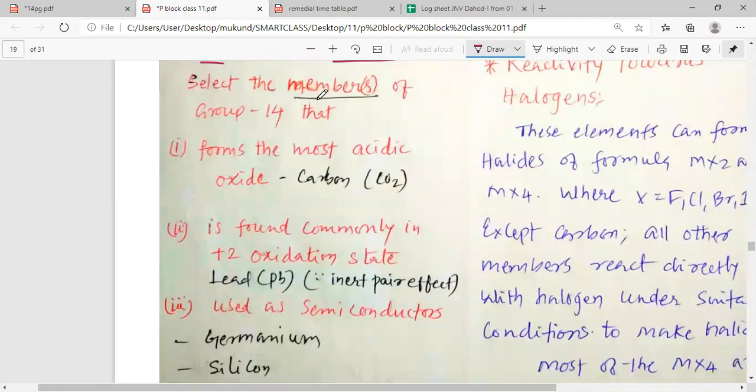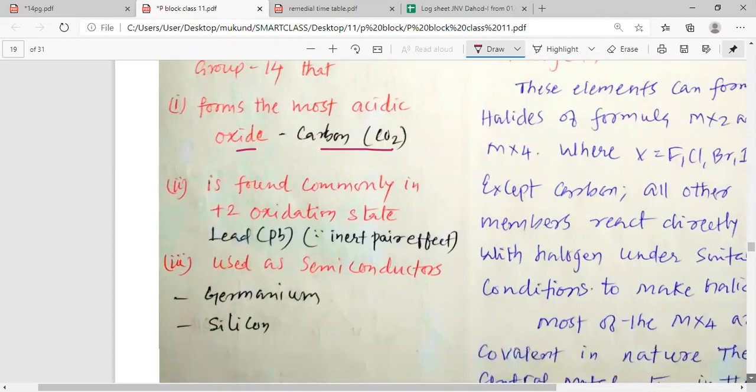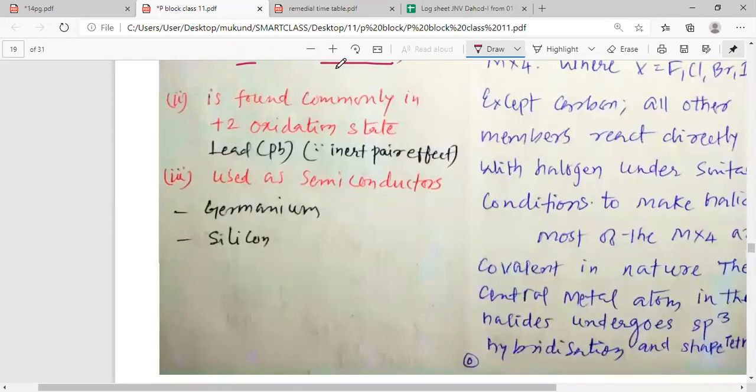Now, there is a question that we need to answer. Select the member of group 14 that forms the most acidic oxide. The most acidic oxide is formed by carbon, which is carbon dioxide. You can even remember that germanium oxide is also acidic in nature, but please remember the most acidic dioxide is carbon dioxide.